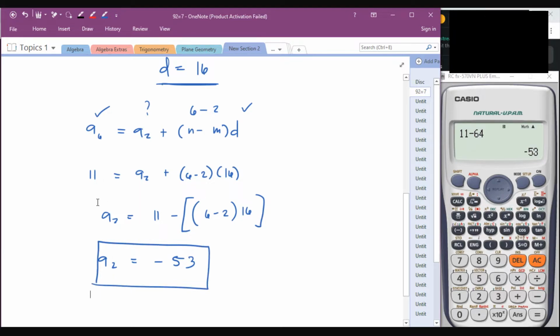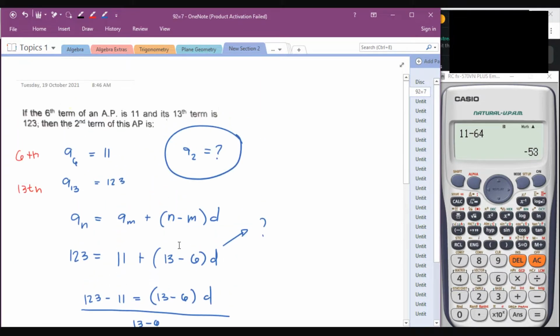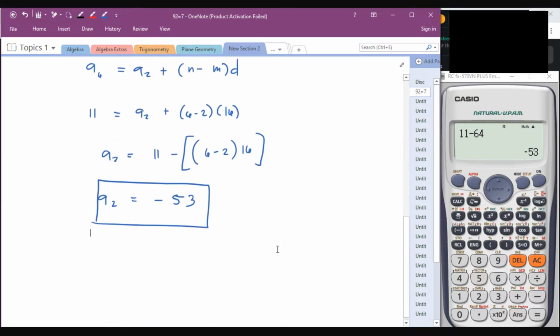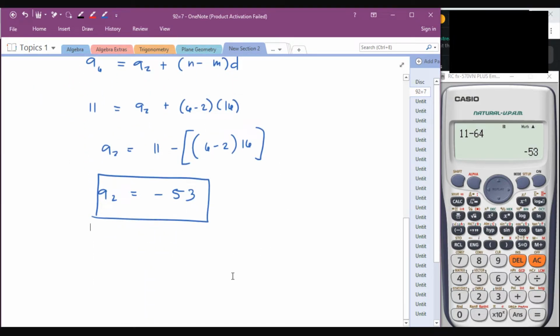Very basic lang. Now, I will teach you, since this is arithmetic progression, a calculator technique para madali nyo i-check. Okay. Using Calcutech to check. For checking.